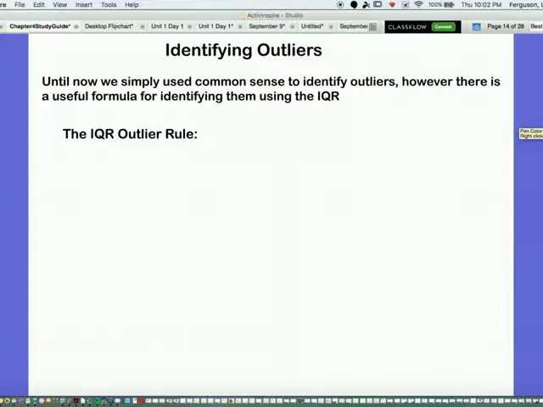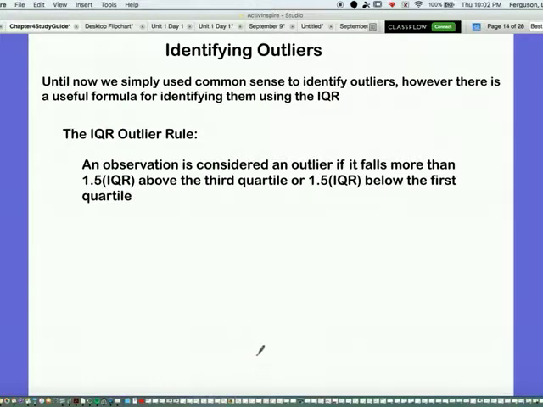Identifying outliers. So we've talked about outliers. We know what they kind of are, but we kind of use common sense to identify outliers. There is a useful formula though that we can use to identify outliers, and that is the IQR outlier rule. Basically what that means is an observation is considered an outlier if it falls more than 1.5 times the IQR above the third quartile or 1.5 times the IQR below the first quartile.